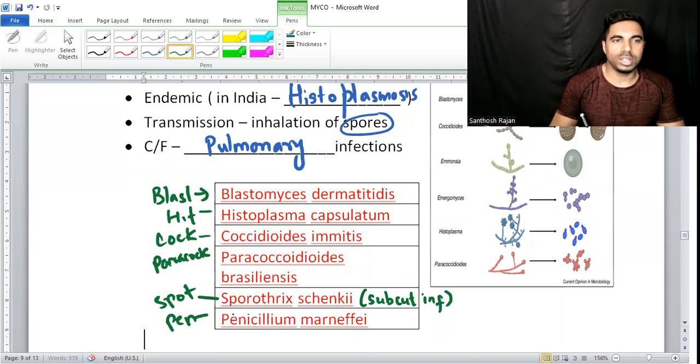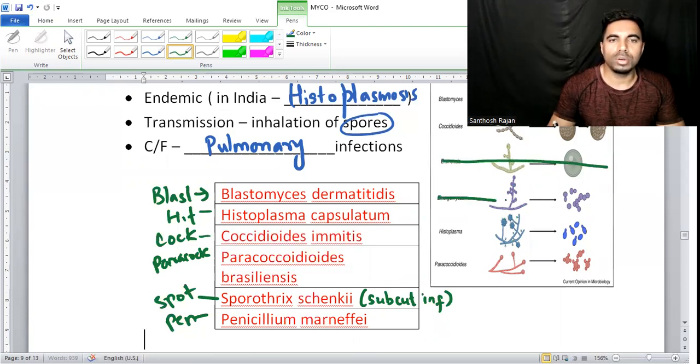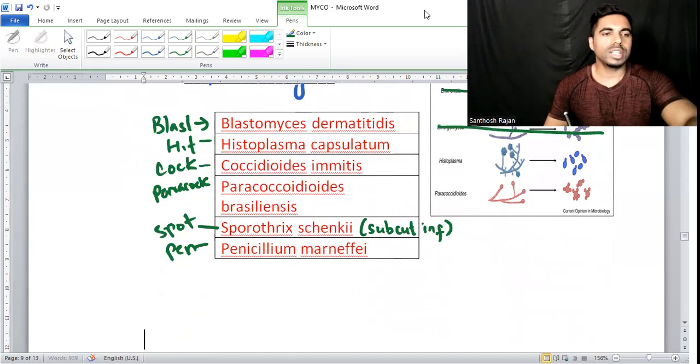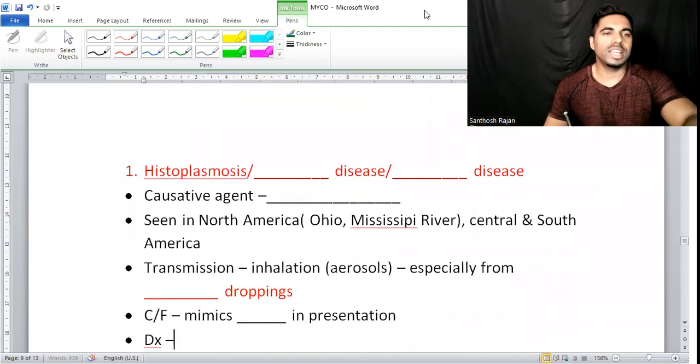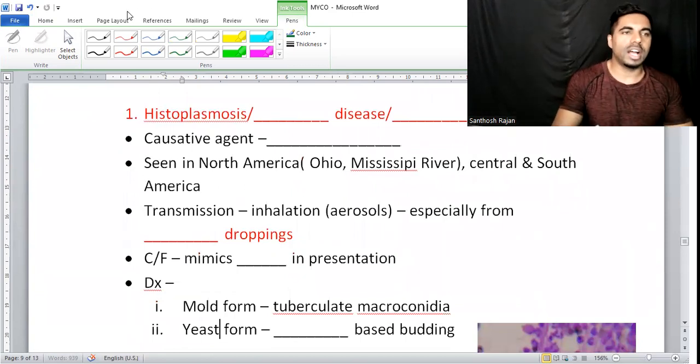Now let's go to individual diseases. For blasto, I have written some pictures on the side, but you don't need to read about Emmonsia and Emergomyces, they are not important. The rest of the diseases we are going to talk about individually. Let's start with histoplasmosis. The name is very, very important, frequently asked in the exams also.